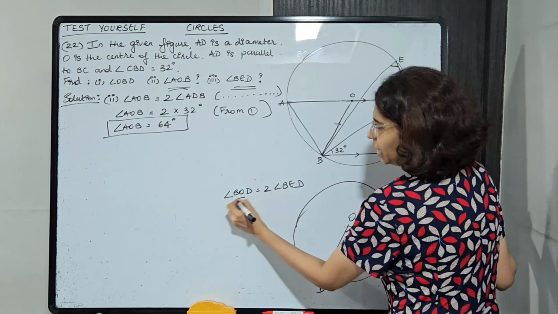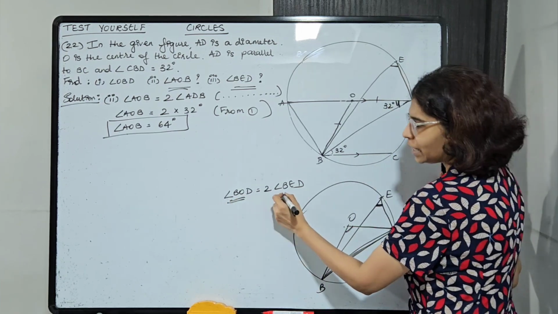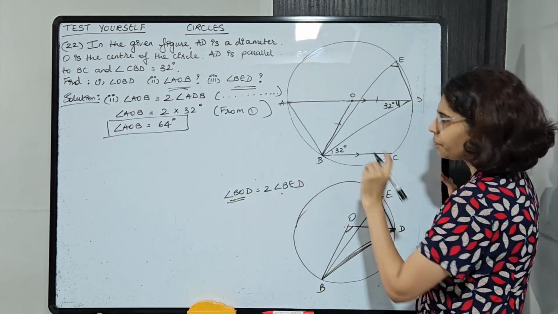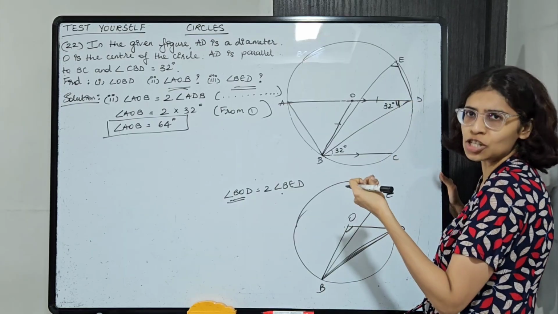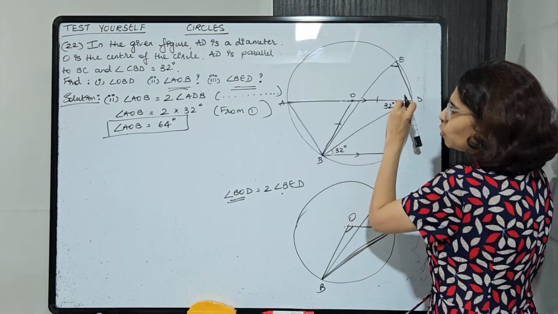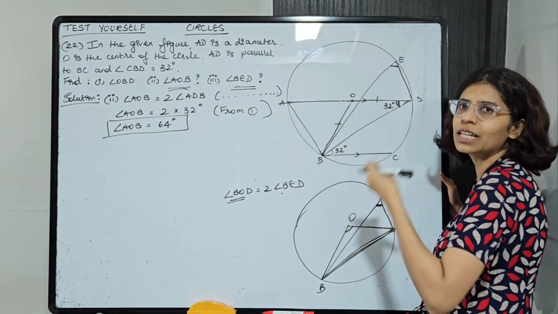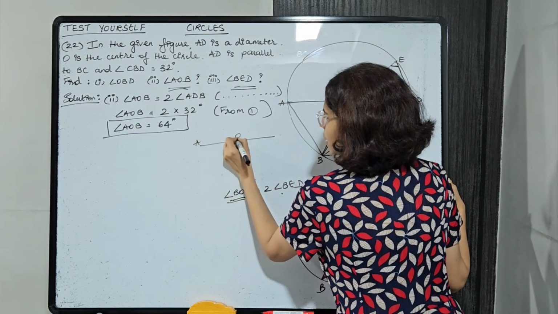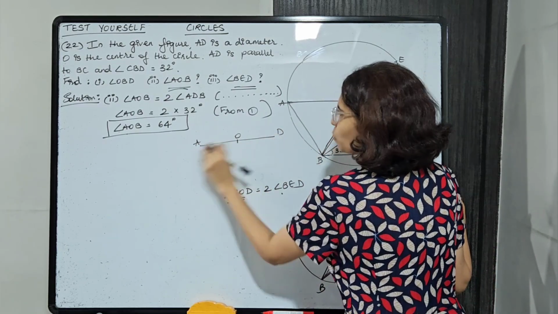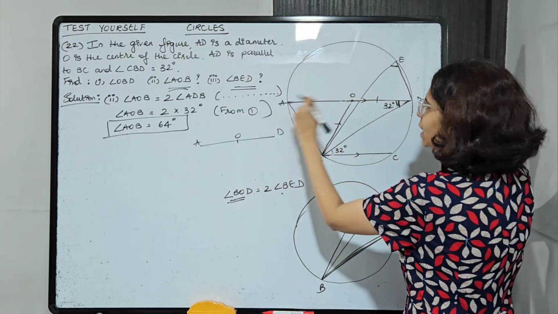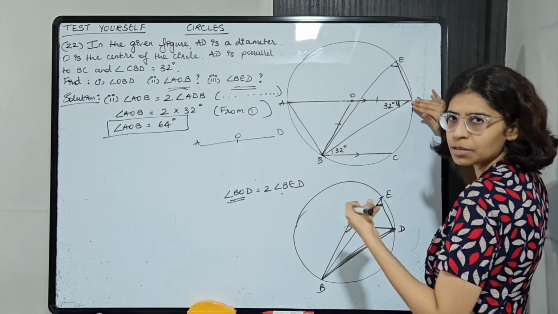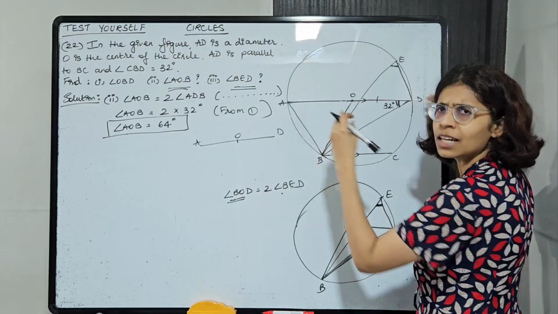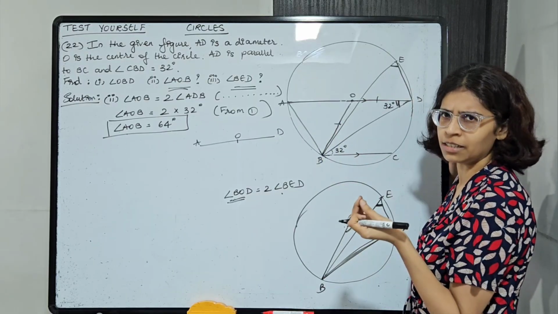Now, I don't know the value of BOD. To find BED, I need to find out BOD. BOD I can easily find because BOD and AOB are forming a linear pair. AOD is a straight line. AD is passing through the center. It is the diameter, right? So this is a straight line, and what is the angle of a straight line? 180 degrees, right?